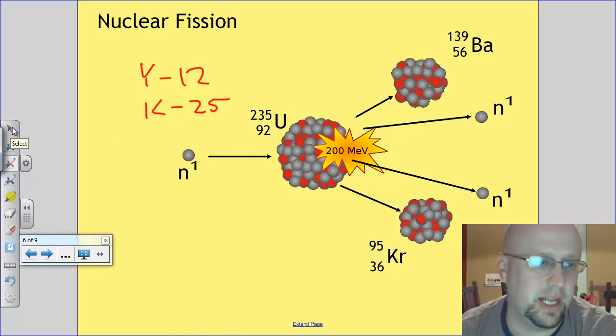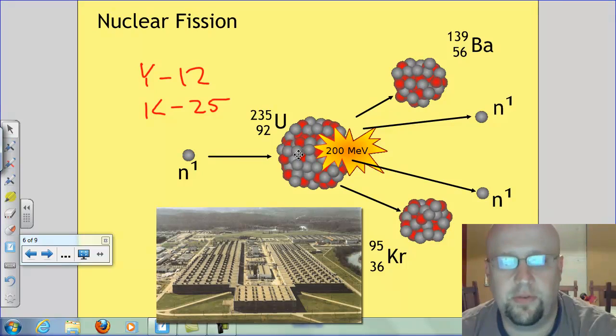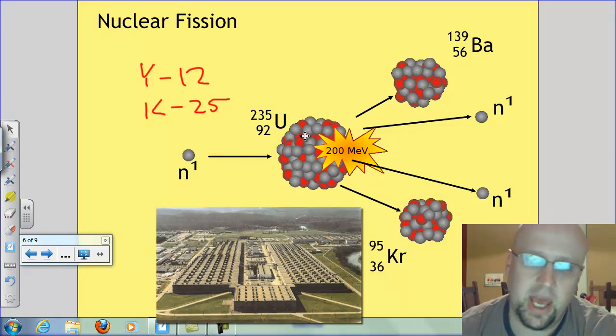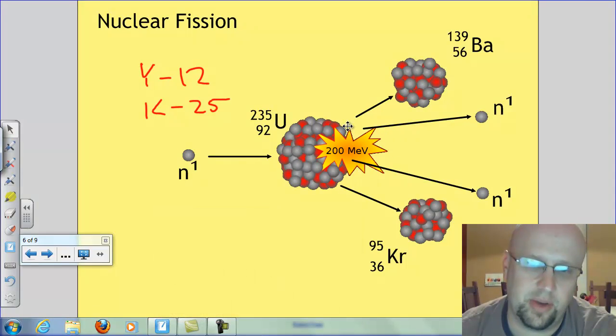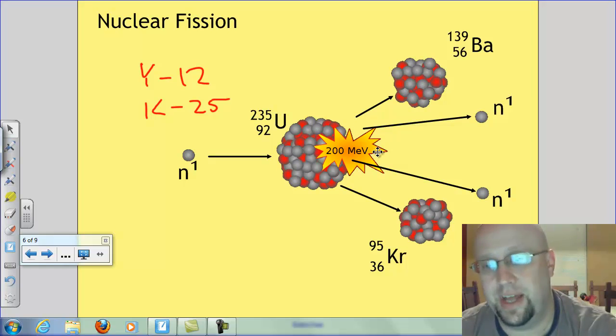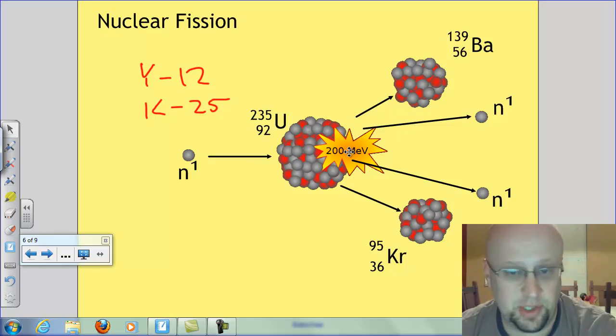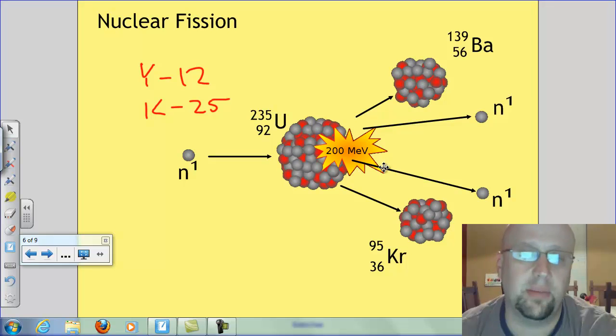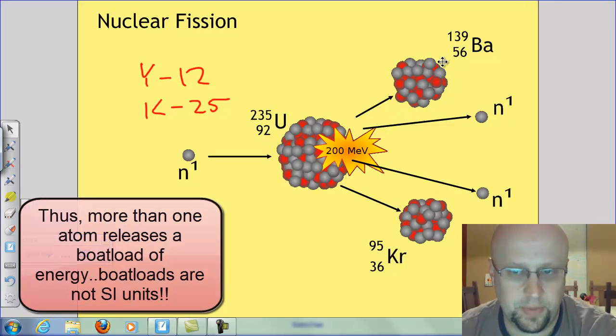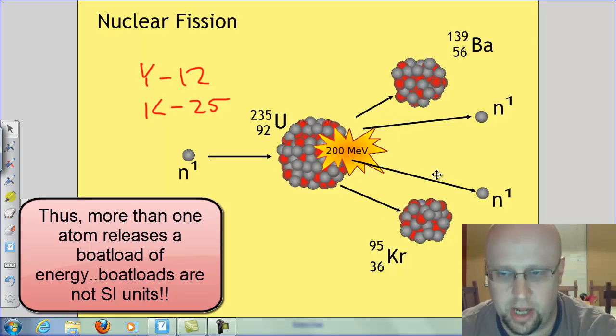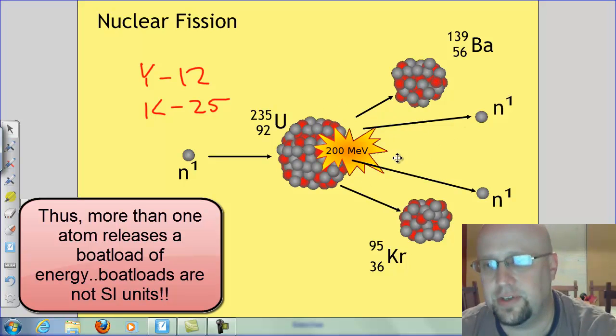So why did they need that isotope so bad? Because if you fire a neutron at it, it splits into 2 pieces, okay? And this right here, this is an energy measurement, okay? That says 200 mega electron volts. That basically is a lot of energy, especially for one atom. So splitting one atom of this breaks into two different atoms, okay, into a barium atom and a krypton atom. And it also gives off 2 neutrons.